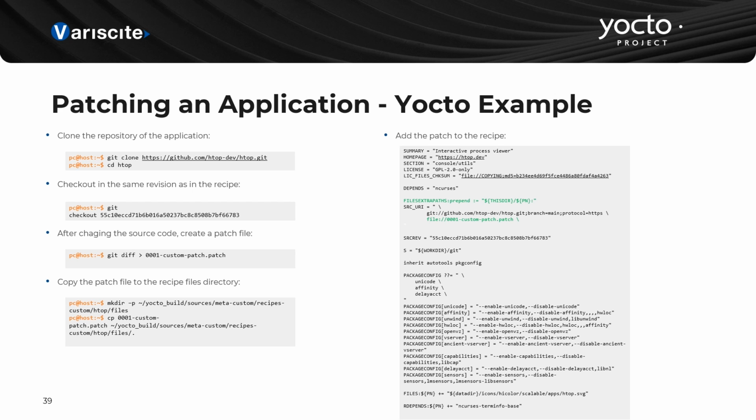to our custom layer where the recipe is present. And on the right side, we need to add those two lines in green. The first line says to the build system where you can find the file, and the second line says to the build system which file you are going to use to apply the patch.